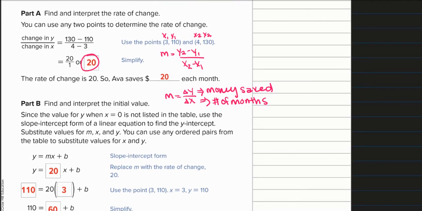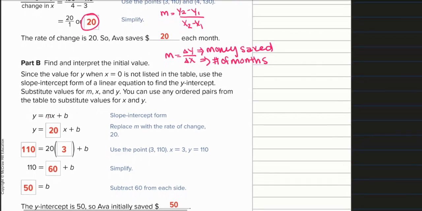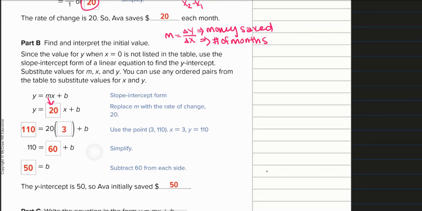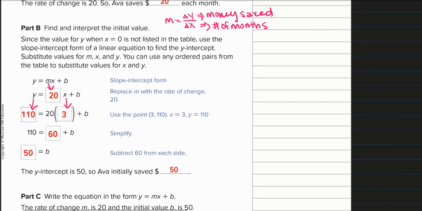Next, we're going to plug in that m into y equals mx plus b. And now we're going to take one of our points and plug in our x and our y. So we should have a 3 for the x, a 110 for the y. We're going to plug those in, and then we're going to simplify.